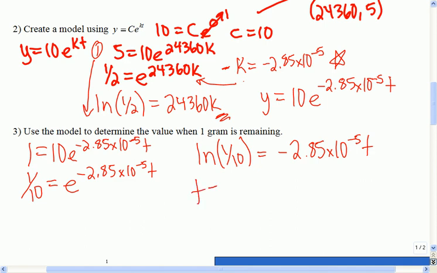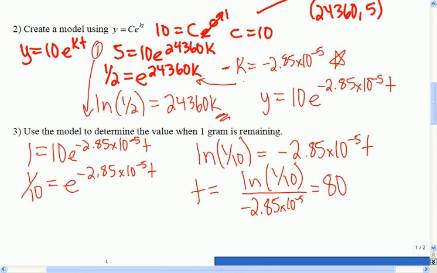So time will be like this. So natural log of 1 over 10. So it's only going to take 80,000 years to do that, so not very long, almost 81,000. Hence some of the controversy around nuclear energy. Okay, so that's pretty standard as far as the growth and decay models go.